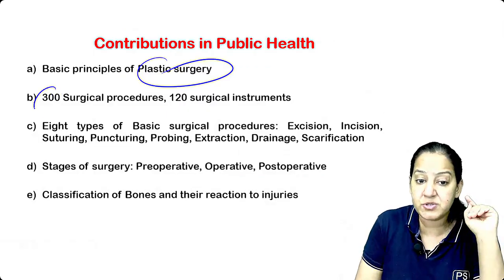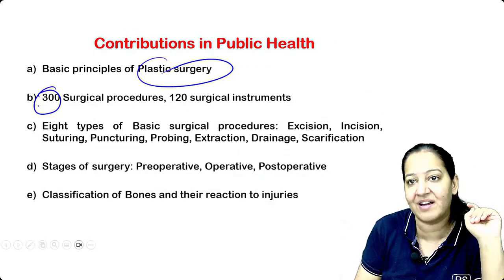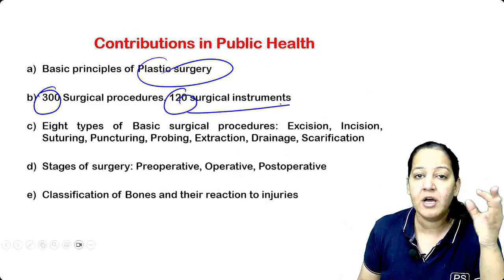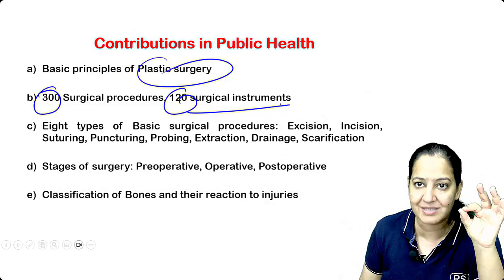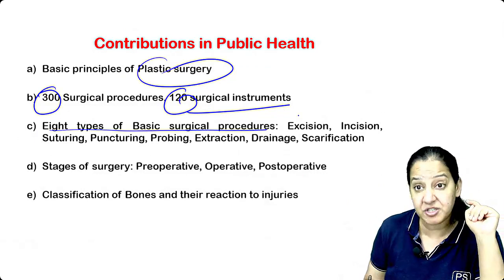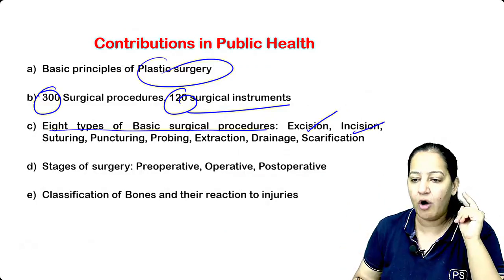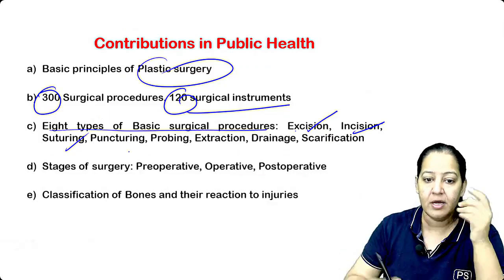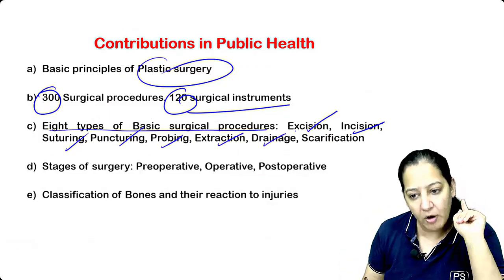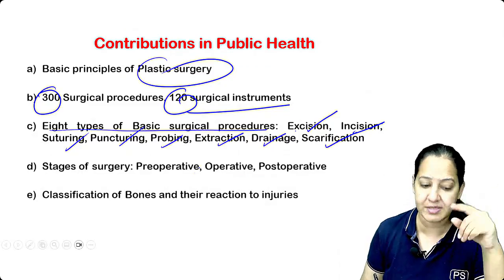He has introduced 300 types of surgeries. He taught us 300 types of surgeries in that era when nothing was available. And 120 surgical instruments he discovered: the forceps, the knife, the scalpel, and multiple instruments. 8 types of basic surgical procedures he taught us: how we give the incision, the excision, how we do the suture, the puncture, the probing, extraction, drainage, and scarification. These are all surgical processes he taught us in that era.